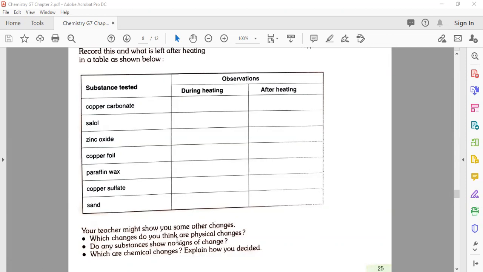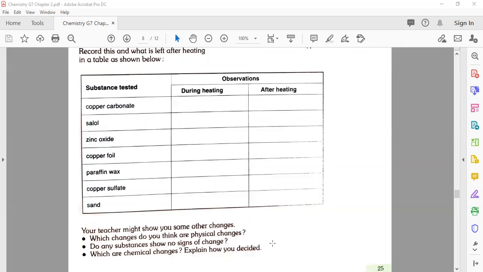Okay, so your teacher might show you some other changes. Which changes do you think are physical changes? You also record your information and observation when you find it here. So you should also mention which are the physical changes. Do any substances show no sign of change? That is also part of your observation. And last thing, which are chemical changes?